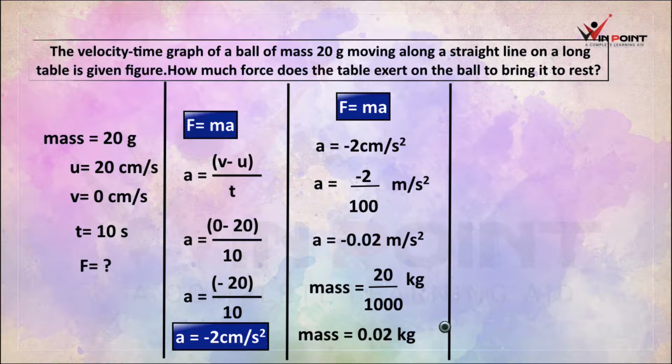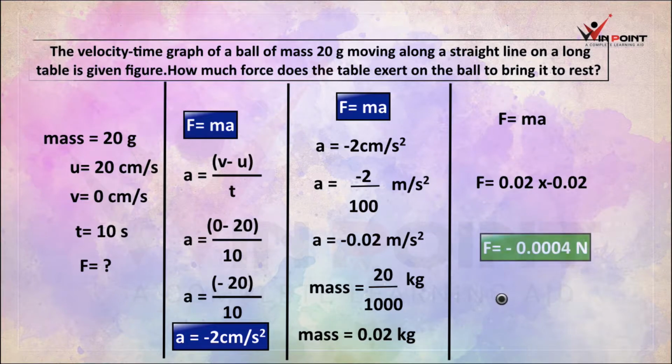Now we can substitute all the values in this equation. F equal to ma is our equation. F equal to m into a. Instead of m we can use 0.02. Instead of a we can use minus 0.02 meter per second square. Then it will be 0.02 into minus 0.02. F equal to minus 0.0004 Newton. That is the force. The negative sign indicates the force is applied against the motion.